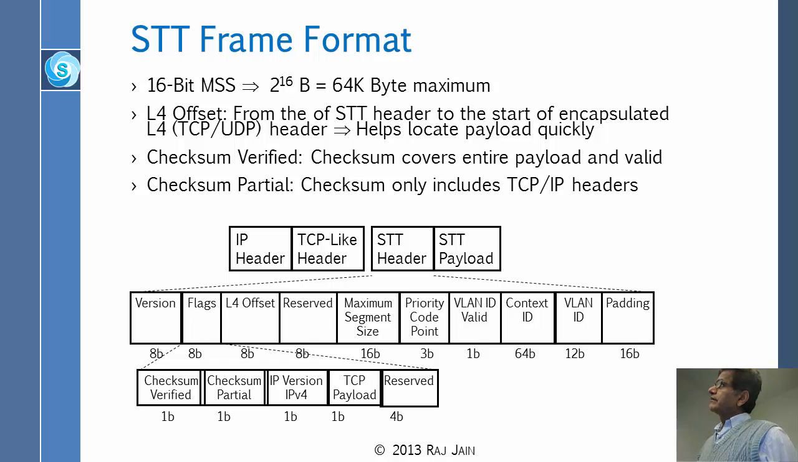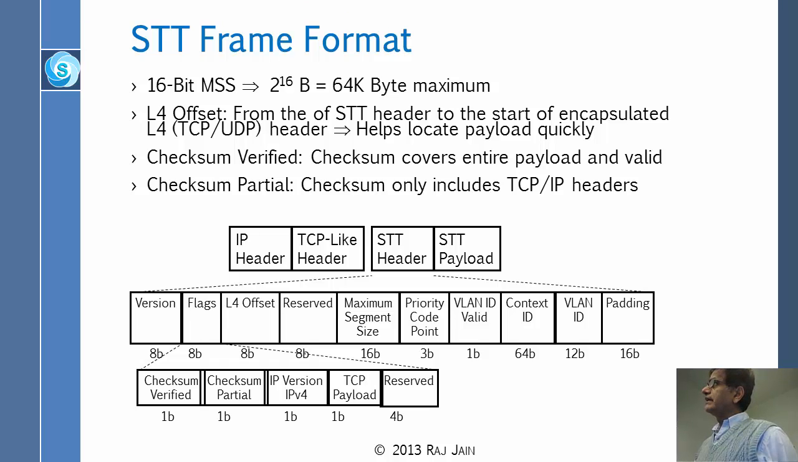L4 offset. By the way, this is the header, and you can see that this is the STT header, not the TCP header. The TCP header is before the STT header. So there are two headers here: this STT header and then a TCP-like header. Right? I haven't shown the TCP-like header here. This is the STT header.